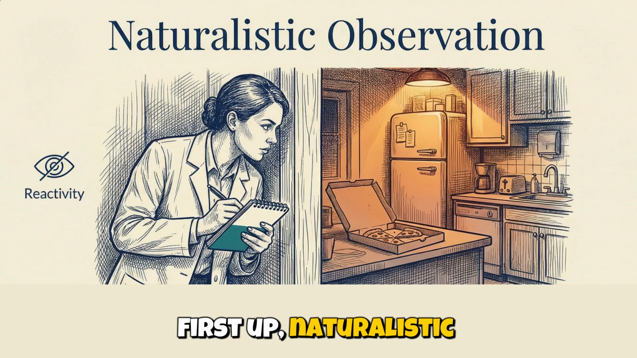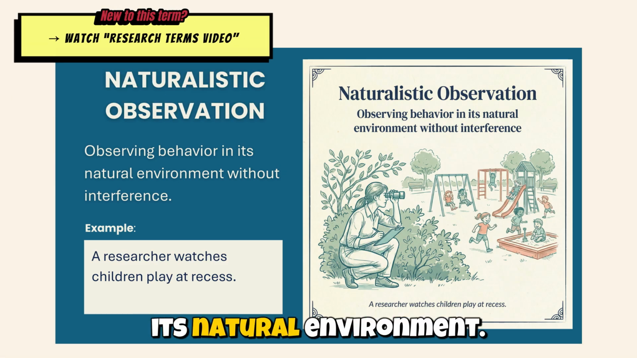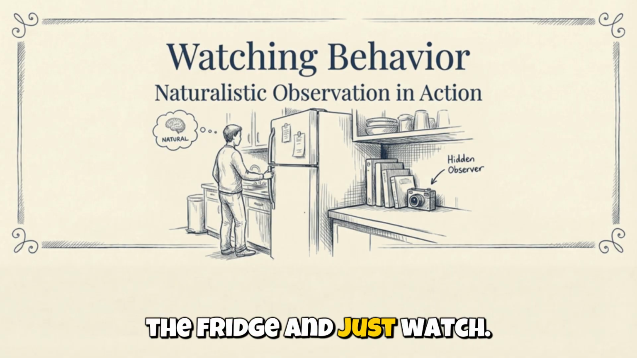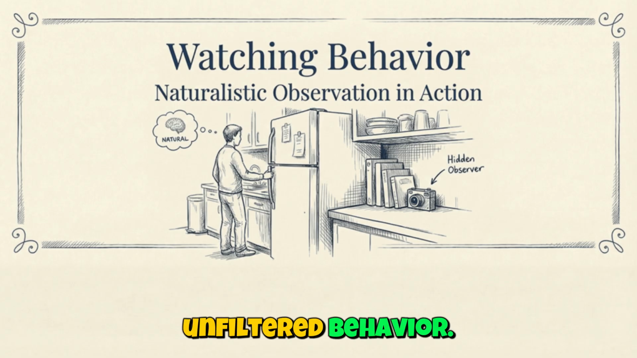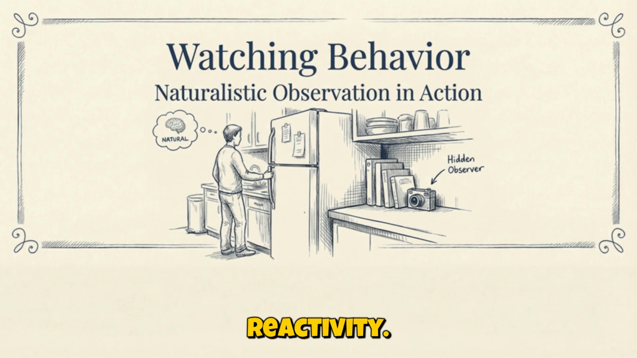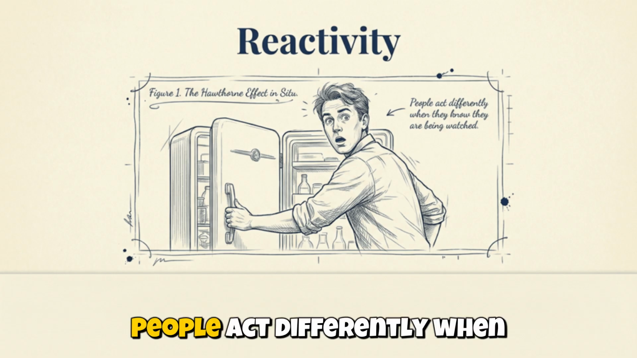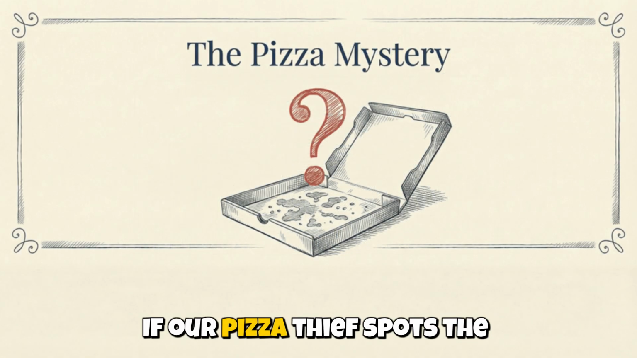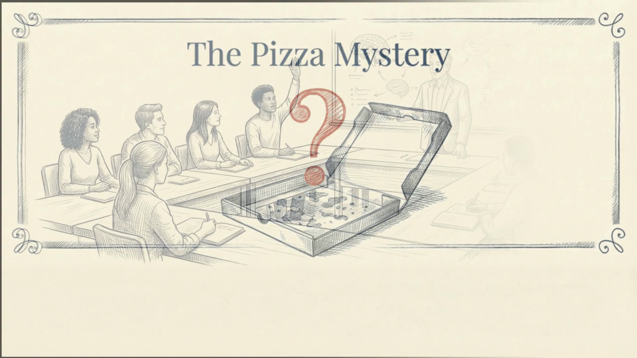First up, naturalistic observation. This is watching behavior in its natural environment. We could hide a camera by the fridge and just watch. The upside? You see raw, unfiltered behavior. The major downside? Reactivity. It's a huge concept in psychology. People act differently when they know they're being watched. If our pizza thief spots the camera, they might suddenly lose their appetite.